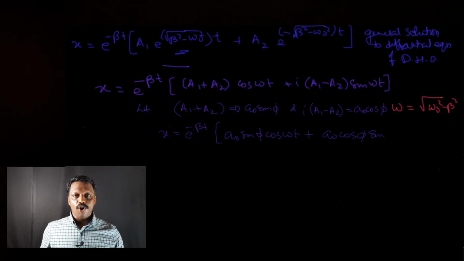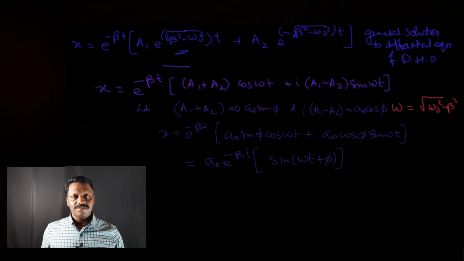Now you can take A naught common and find that a term like sine A cos B plus cos A sine B is formed here, which will be sine of A plus B. So A naught e raised to negative beta t multiplied by sine A cos B plus cos A sine B form. So we will be writing it as sine of A plus B. That is, here it will be sine of omega t plus phi. This is the solution for case 1, which is known as the underdamped condition.